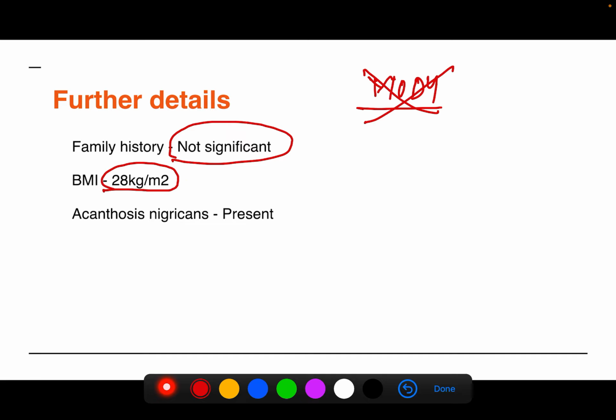BMI is high, okay? And acanthosis nigricans is present. So what is the likely cause? It is more likely to be type 2. But still, obesity is very common in India. Right? That is why we still have to rule out type 1.